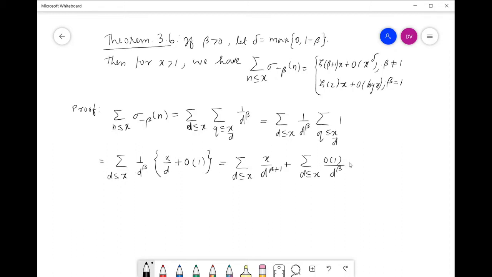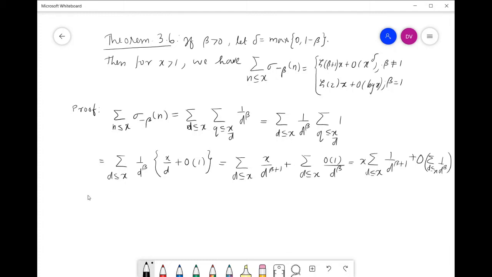And you can rewrite this as, from the first summation we can take x out, then the remaining will be the summation d less than or equal to x of 1 by d raised to beta plus 1, and from the right, O can be taken out, so this is O of summation d less than or equal to x of 1 by d raised to beta.